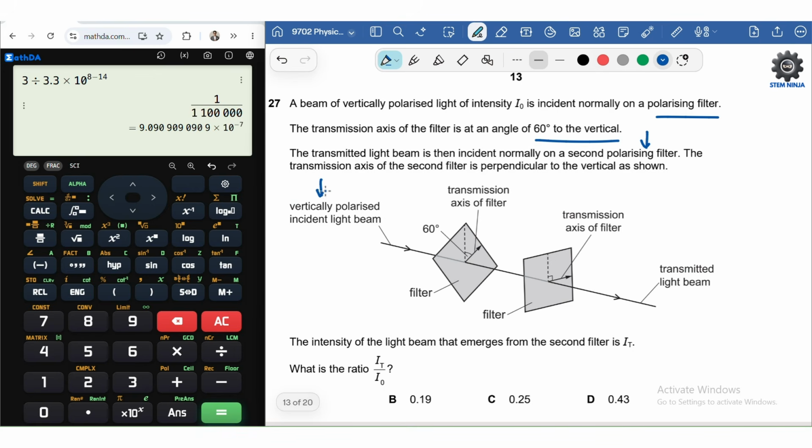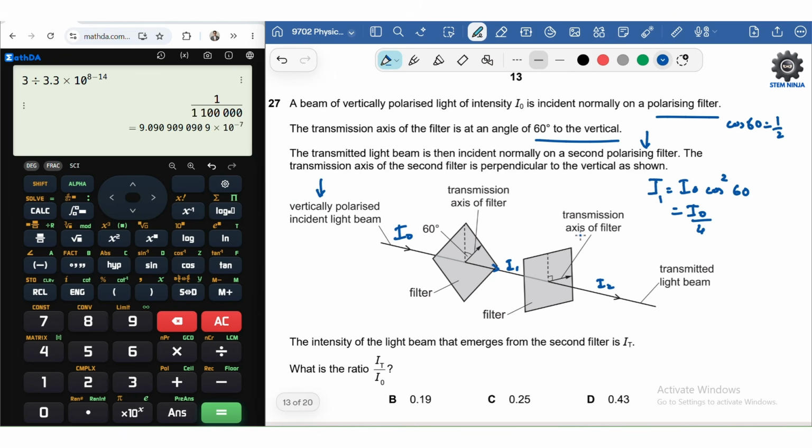So this was a vertically polarized incident beam, right? So the angular difference to the new axis would be 60 degrees. So I1 is equal to I0 cos squared 60. Cos of 60 is 1 over 2. So this is going to be I0 over 4.